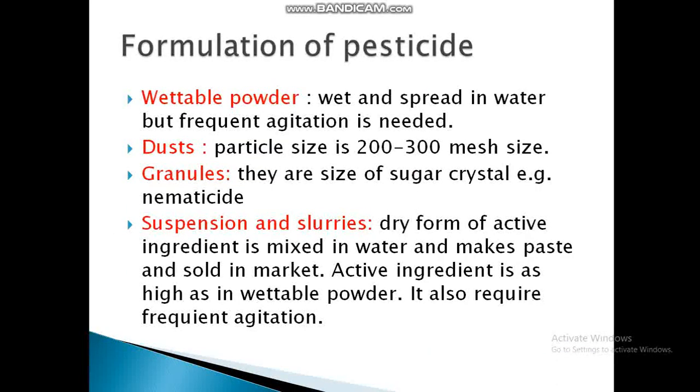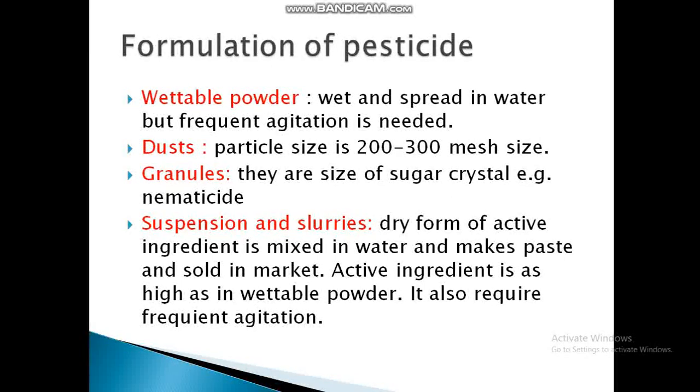Formulation of pesticides. We have wettable powder. Wettable powder is wetted and spread in water, but frequent agitation is needed. And the duster: we can find pesticide in the form of dust. Their particle size is 200 to 300 mesh. Next is granules. Nematicides are used in granule form, and their size is like sugar crystals.